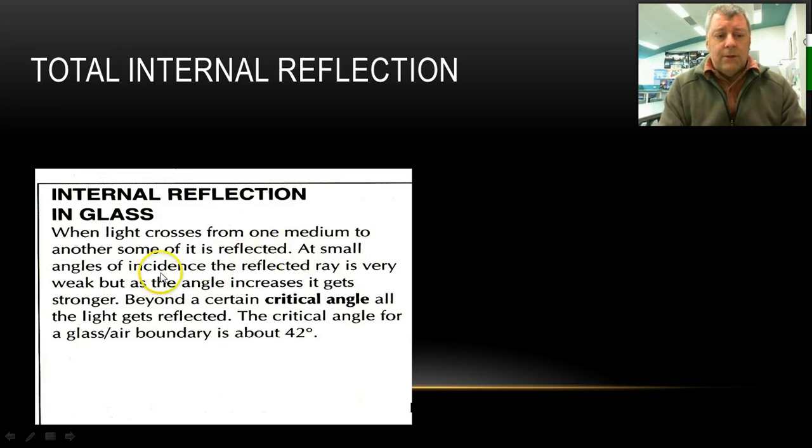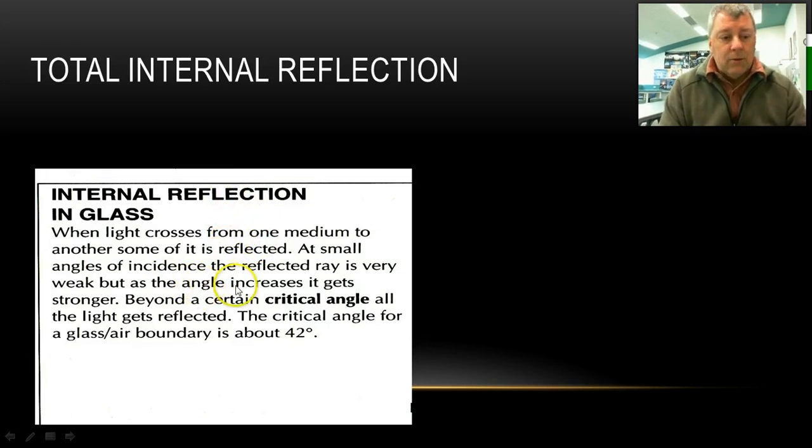When the angle of incidence is small, the reflected ray is very weak. You only faintly see it. But as the angle increases, it gets stronger and stronger, and so more and more light gets reflected rather than refracted. Usually when we draw our nice diagram showing refraction, we pretty much ignore the reflection part of it, because that just obeys the law of reflection.